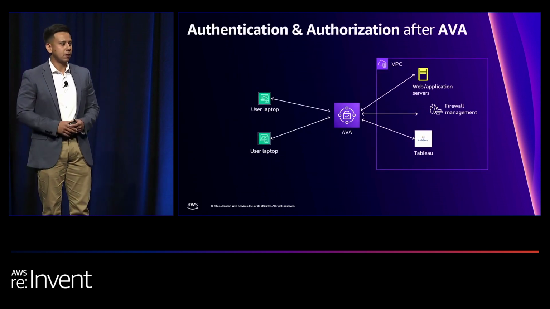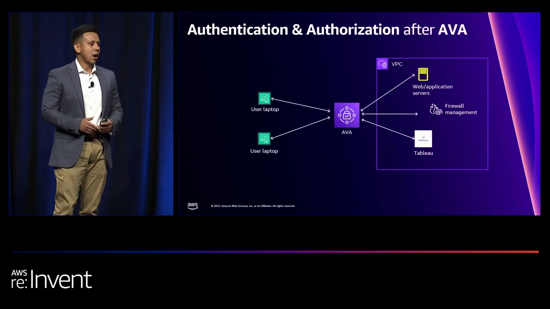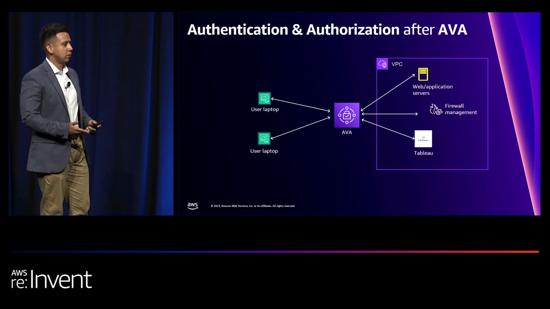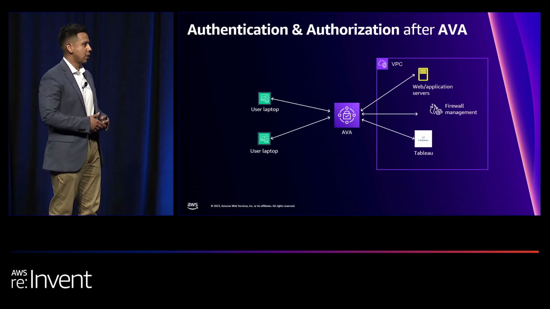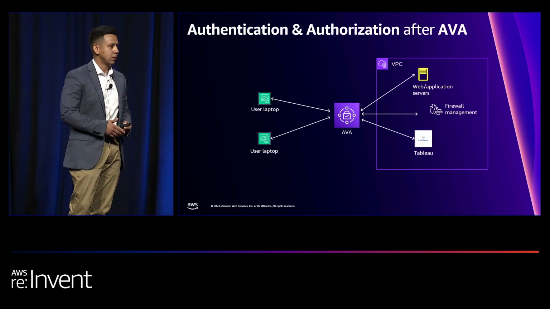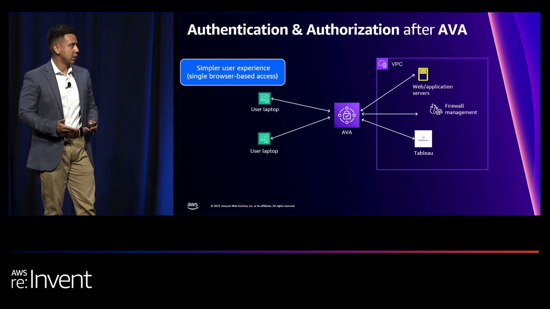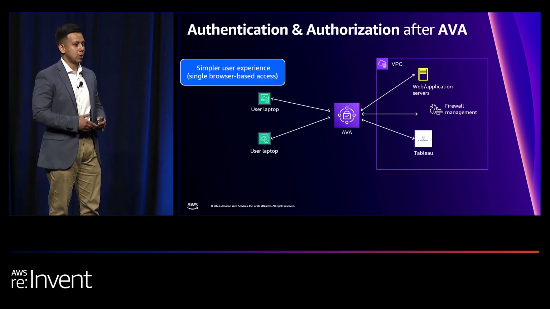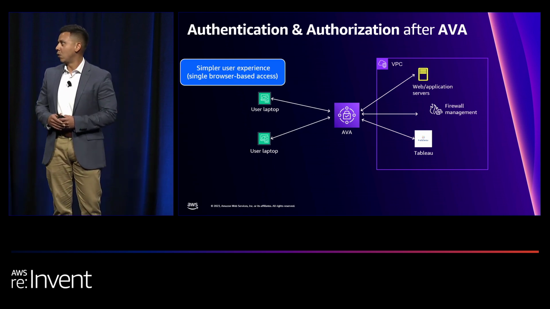This is where AVA was the solution for us. Our end users now just go into their computers, go into the browser, and they go to the URL that they need to go to. Again, they don't need to log into a VPN, get into a jump box, or go into their workspace.